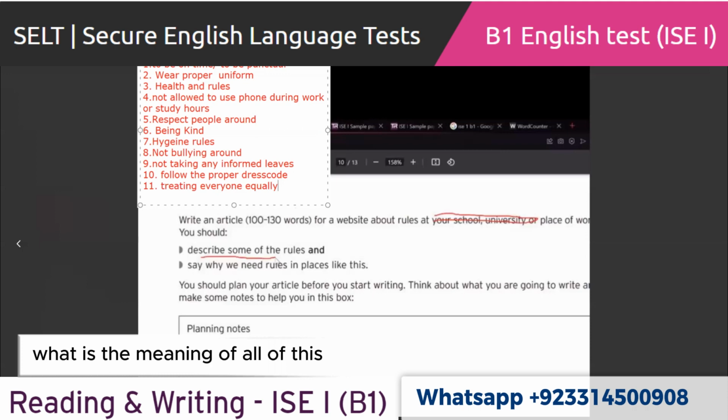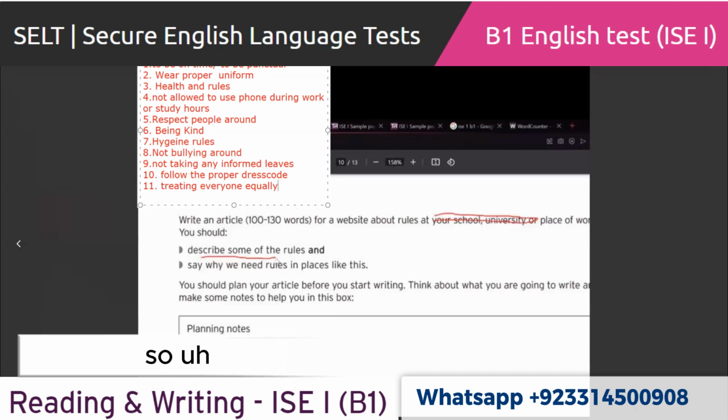But if you don't know, it's just fine to say treating everyone equally. That is all. If you can think more, it's always good to think more, because during the exam day you might not be able to think very vividly, meaning very clearly, right? Because the time is short, so you're always in a hurry.